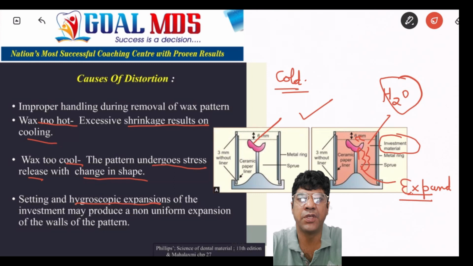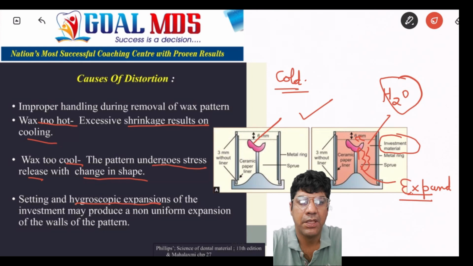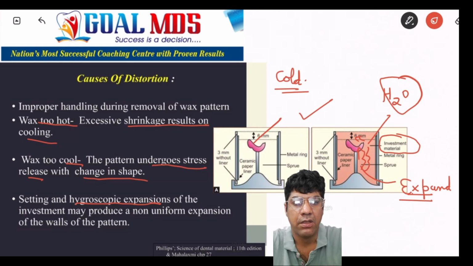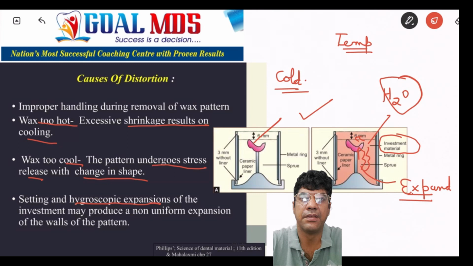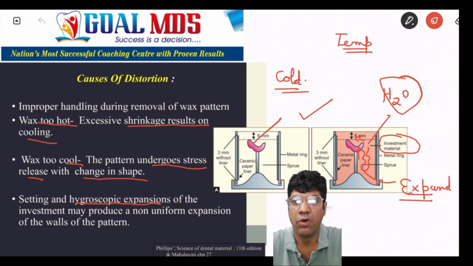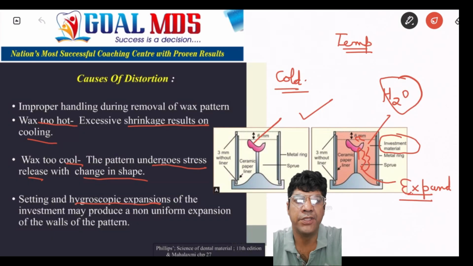Now, what would be the effect of distortion? There would be fit issues. Distortion can affect the appearance of the final restoration. There could be functional problems. To prevent distortion and other casting defects, one has to ensure that the wax is at the correct temperature, allow sufficient cooling and setting time for the wax, and use high quality investment materials.